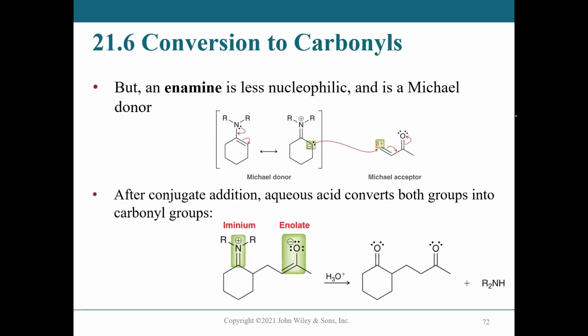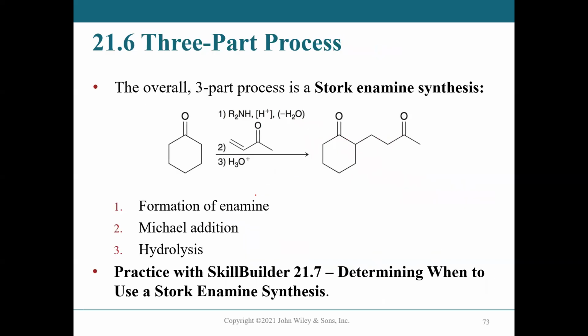And they show that really good example of this on the next slide. We have the Michael donor going to the Michael acceptor. We have movement of electrons. So after a conjugate addition, aqueous acid converts both groups into carbonyl groups. So there's 3 steps to this. You have the formation of the enamine, the Michael addition, and then hydrolysis to get your ketones.